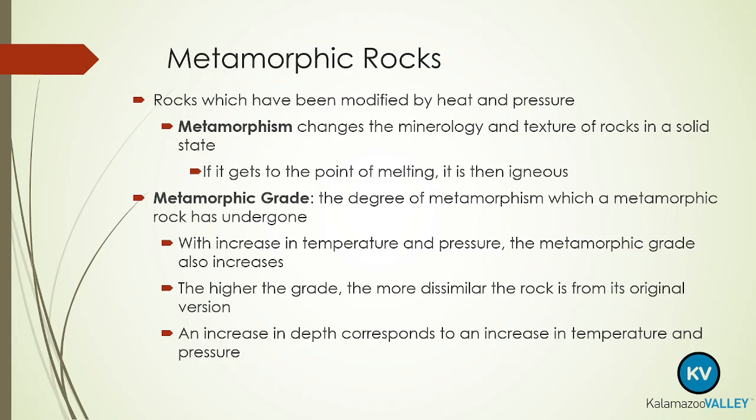So if it's only been under milder temperatures and pressure, it would be less metamorphosed than something that is very near the point of melting. That would be a much higher grade of metamorphism. So with an increase in temperature and in pressure, the metamorphic grade too increases. The higher the grade, the more dissimilar the rock is from its original version, or the more different it is from what it once was. And an increase in depth corresponds to an increase in temperature and pressure. Generally speaking, the deeper it is, the higher the temperature and the higher the pressure.